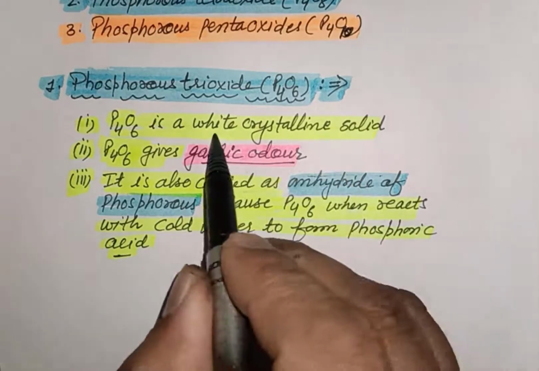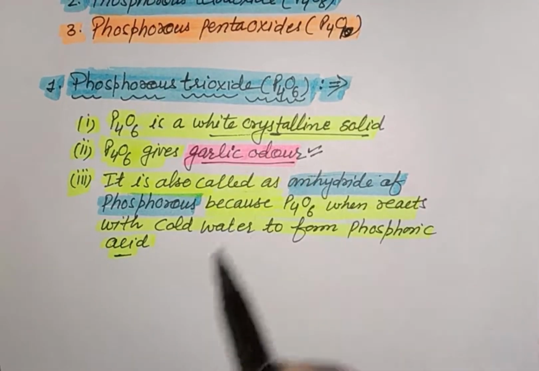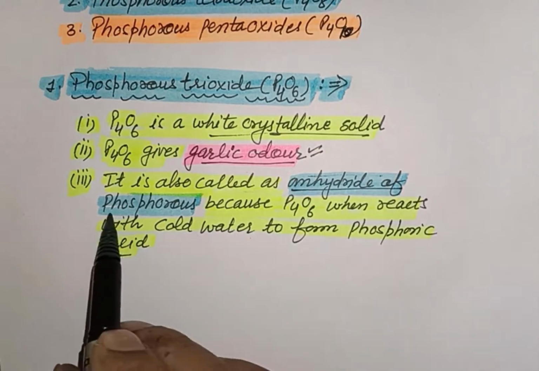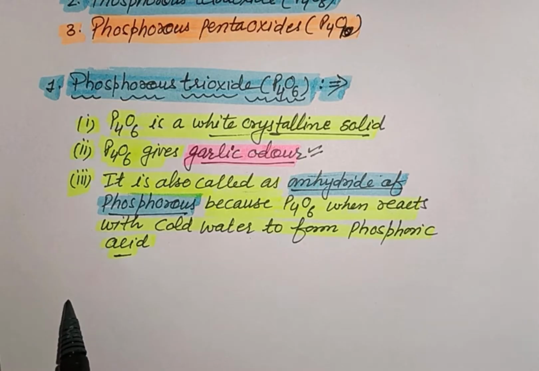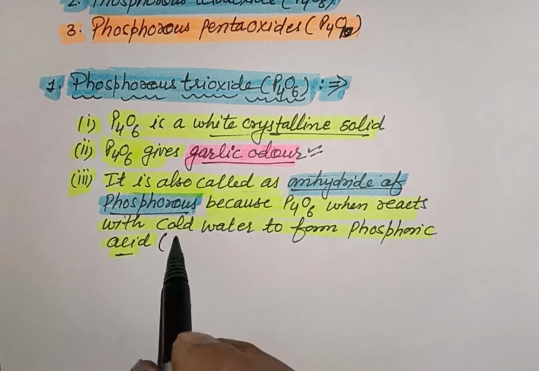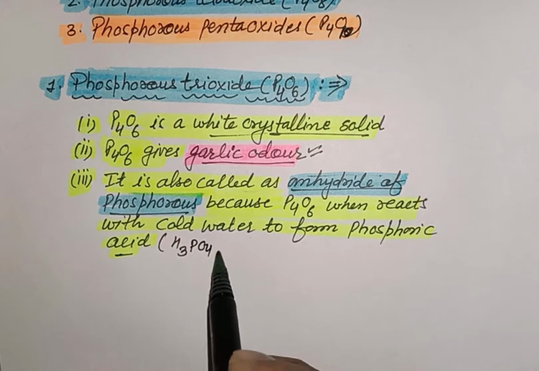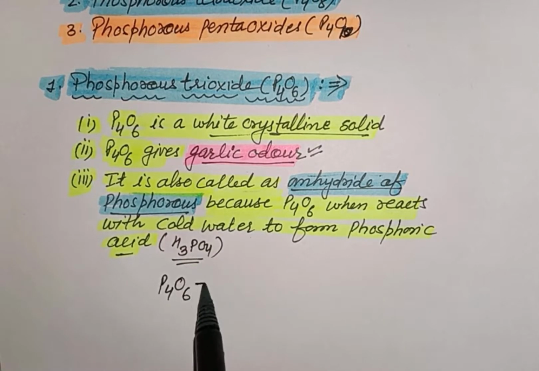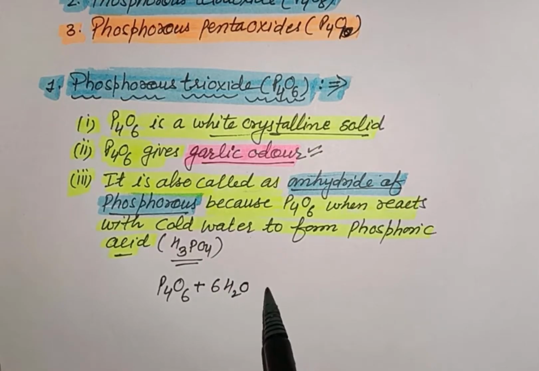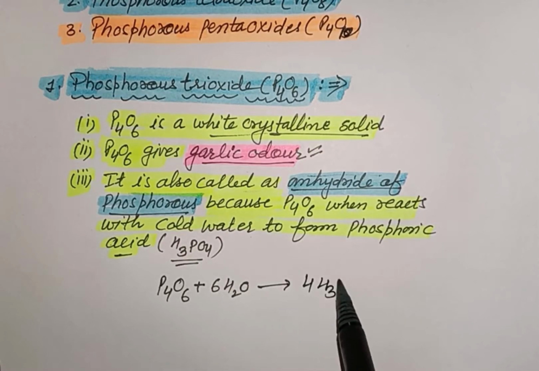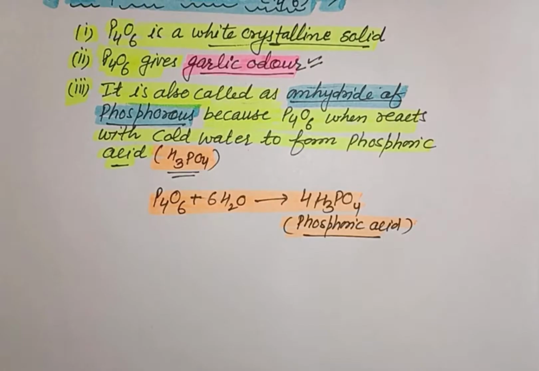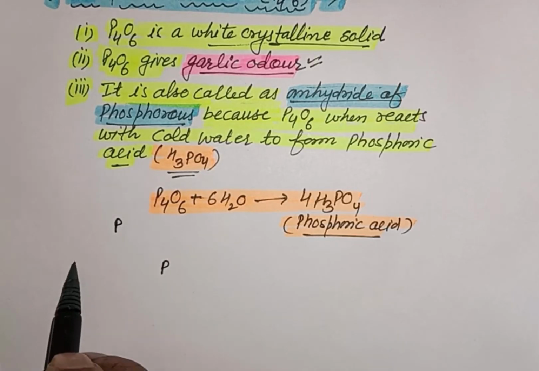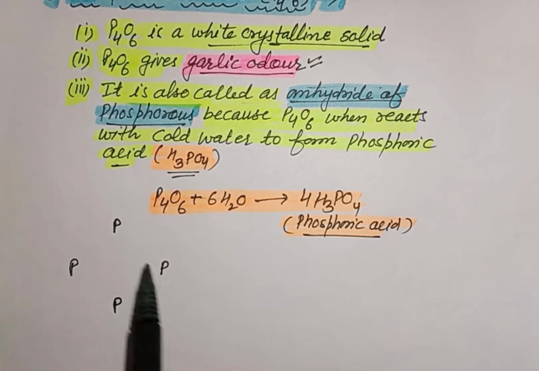Phosphorus trioxide is a white crystalline solid and it gives a garlic odor. P4O6, that is phosphorus trioxide, is also called the anhydride of phosphorous acid. It is because when it reacts with water, it forms phosphorous acid, that is H3PO3. Like that, P4O6 reacts with 6H2O to form 4H3PO3.